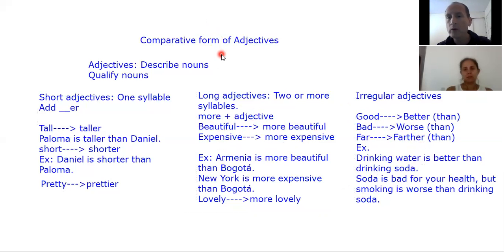Okay, following, we're going to do some exercises in order to clarify more the concept and to implement it in your daily speaking. Okay, we're going to go to some examples in order to practice how to use the comparative form of each adjective.